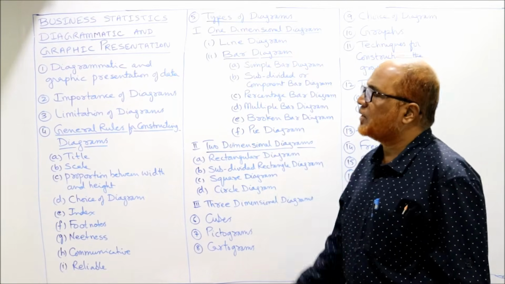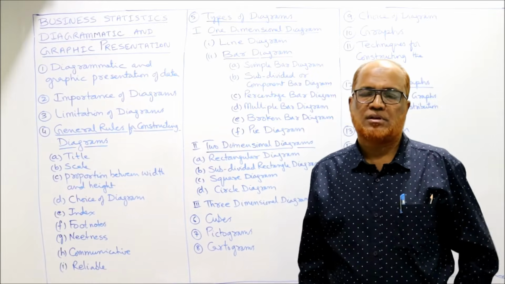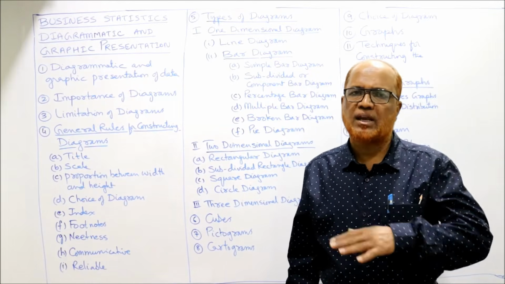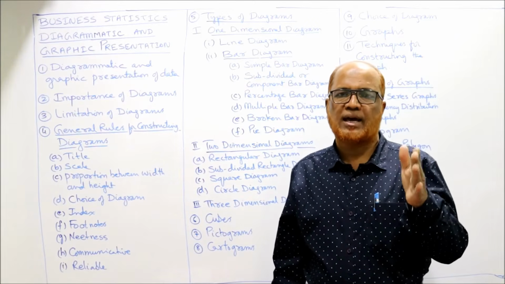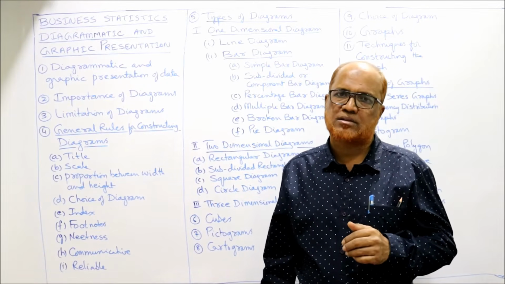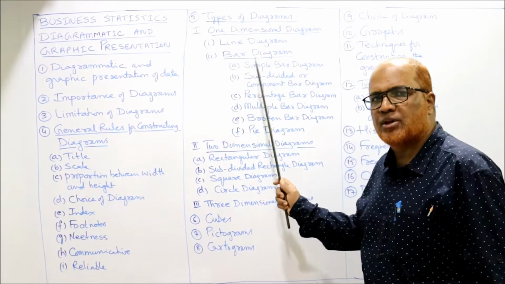Now we'll come to the next topic called types of diagrams. There are different types of diagrams. We can classify the diagrams into one-dimensional diagrams, two-dimensional diagrams, three-dimensional diagrams, like that. So first we discuss one-dimensional diagrams.